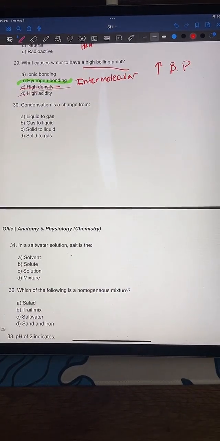But number 30, condensation is a change from... I hate when I second guess myself. Yeah, no, always trust your gut. It's definitely my biggest advice when it comes to taking exams. Never second guess yourself. Alrighty, perfect.